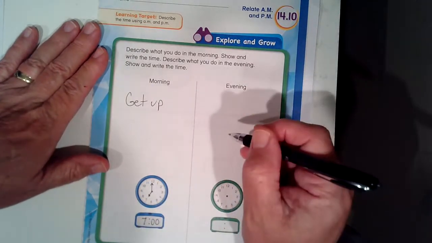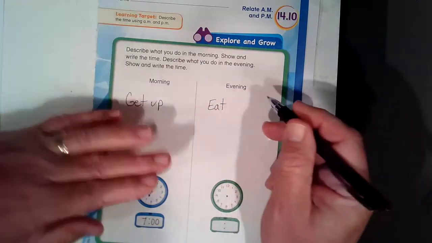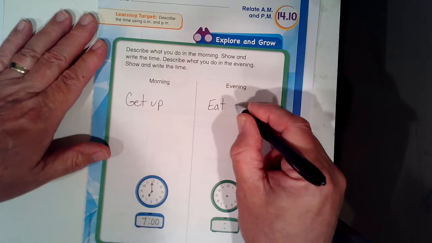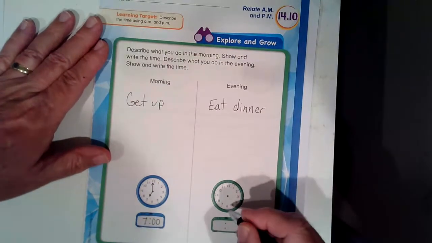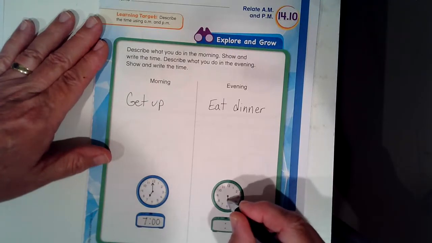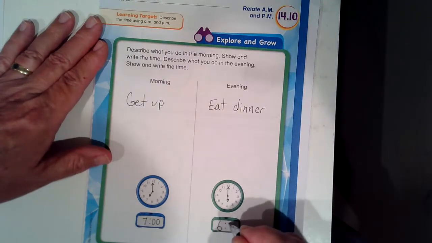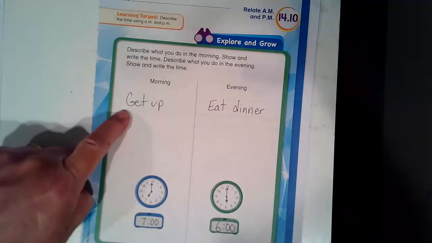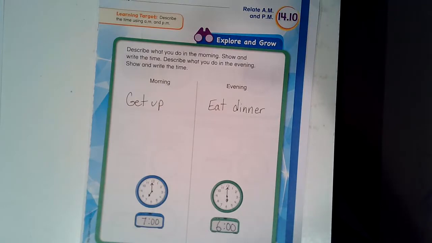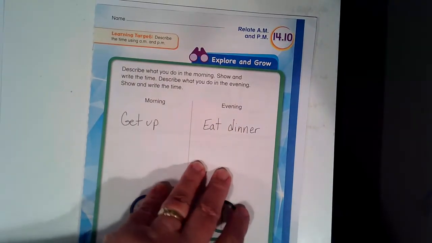Let's see. And in the evening, what could we do? Oh, I know. In the evening, in the PM, we could say eat dinner. And again, not sure when everybody eats dinner, but we'll just say 6 and point right straight up, 6 o'clock. So in the morning, we get up. In the evening, we eat dinner. And that is what we do.